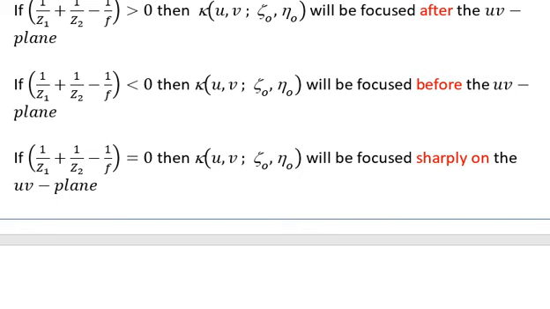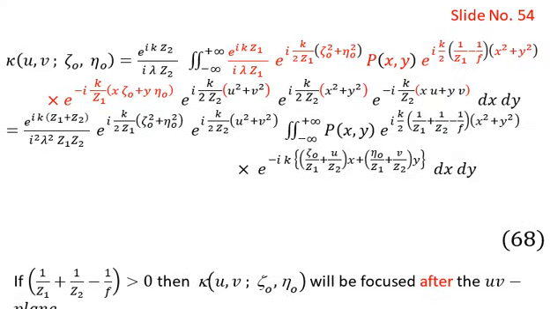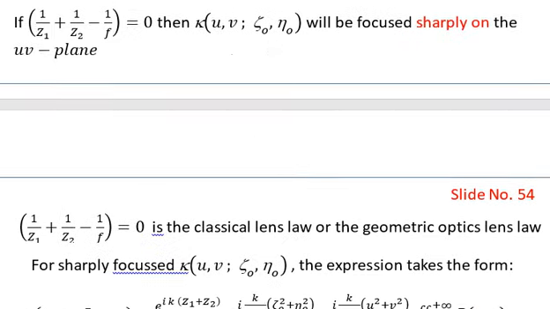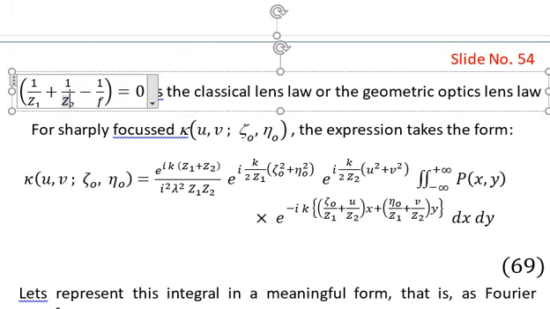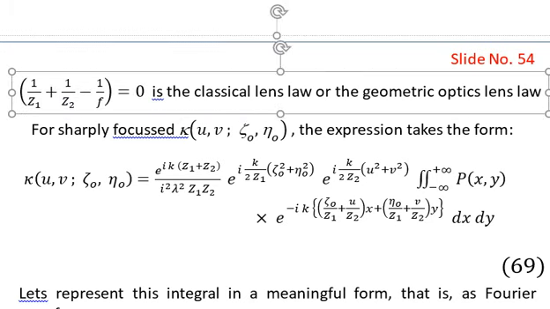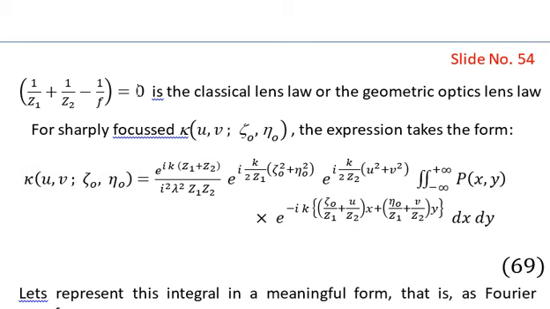Since we want the kappa to be sharp, that is, our image should be sharp, we want to use the third value, that is, 1 over z1 plus 1 over z2 minus 1 over f is equal to 0. We want to set this in this integral 64. Then the term containing a quadratic phase factor in x square plus y square will vanish from the integral. So 1 over z1 plus 1 over z2 minus 1 over f equal to 0 is the classical lens law, or geometrical optics lens law.